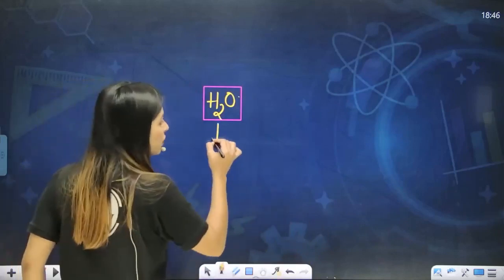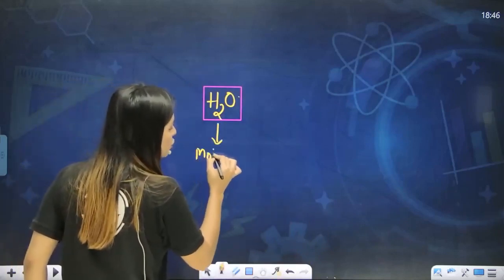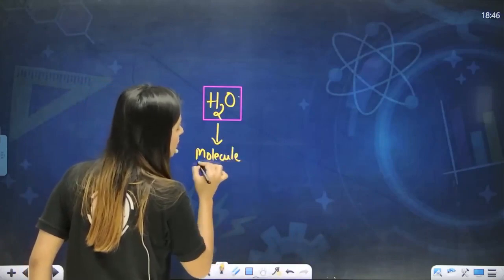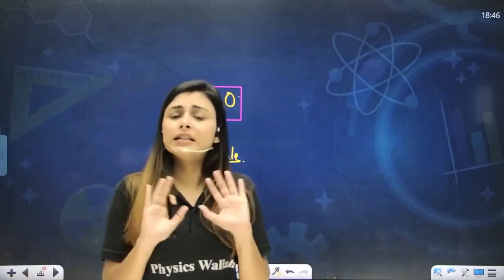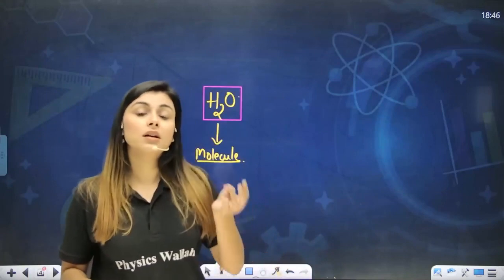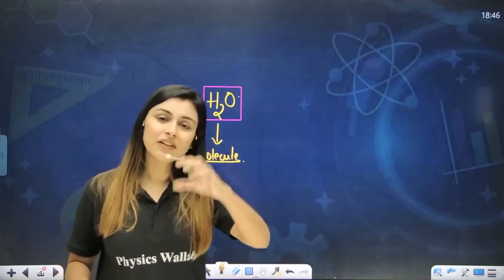Now, my dear students, here you have to correct yourself, because this is a generalized thing which we feel is correct, but it is actually not correct. Why? Because H2O is actually a molecule. It is not defining a particular state. It is only telling you that it is a molecule. It can exist in all three states. That means that every molecule in the universe can exist in all three different states.